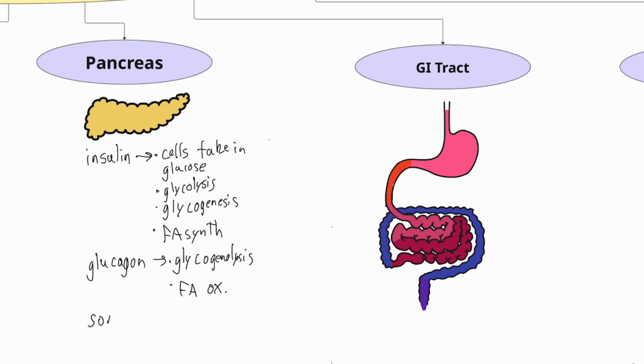And the last hormone released is called somatostatin. What this does is it basically regulates the amount of both glucagon and insulin that's released to make sure that there's not too much of either of those released.